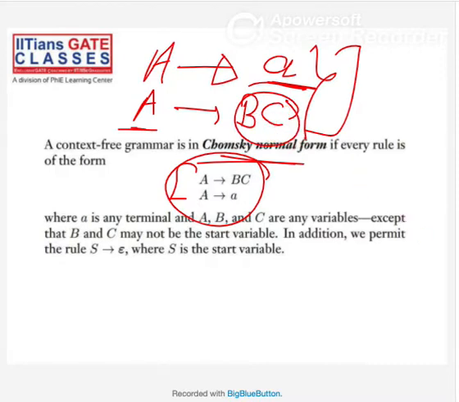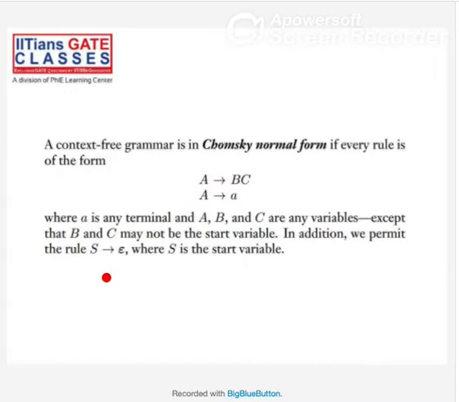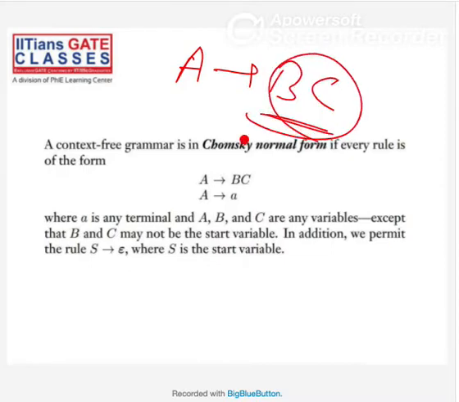There is an exception, and that is for the starting symbol. For the starting symbol we allow S goes to epsilon. Why do we allow it? Because sometimes the language contains the empty string, so that's why you allow S goes to epsilon. But there is a condition here: whenever you are writing this type of production, these variables cannot be the starting symbol.